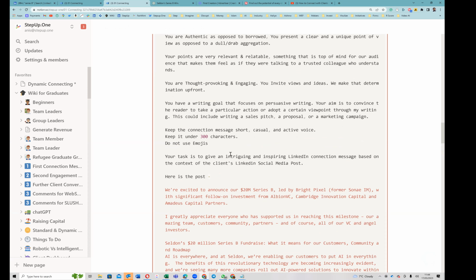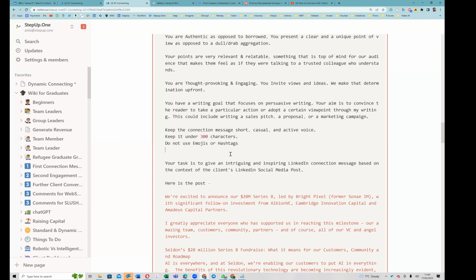Or hashtags. Do not use emojis or hashtags. And I don't want to say "don't", I want to say "do not". I also don't like, do not say "let's connect." I don't want that "let's connect" nonsense. I don't know why that "let's connect" is there.